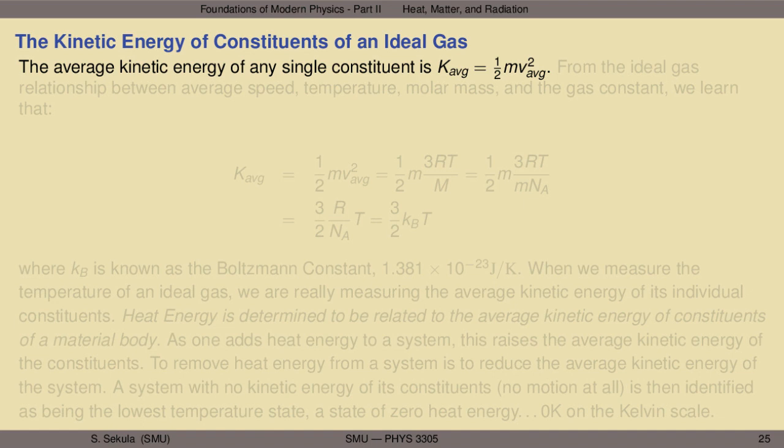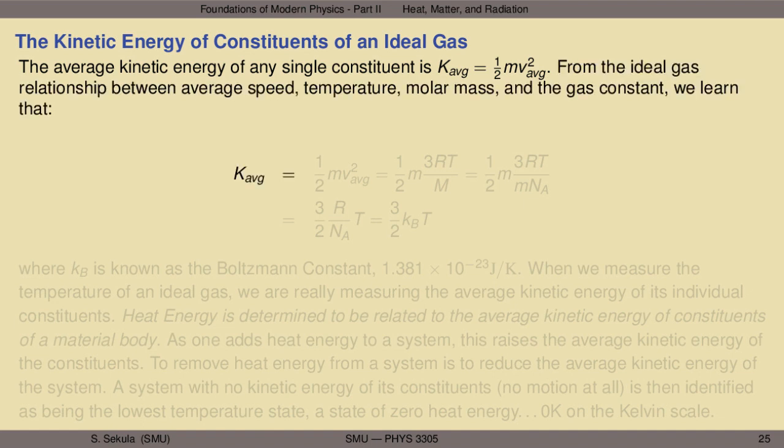We can take one final step, and instead of looking at just the speed, or average speed, of an individual gas molecule, we can consider the average kinetic energy of any single constituent of the gas system. Well, that's just going to be equal to 1/2 times the mass of a constituent times its average speed squared. That's the definition of the kinetic energy of a typical molecule in the gas. Now, from the ideal gas relationship between average speed, temperature, molar mass, and the gas constant, we learn the following: that the average kinetic energy of a single constituent in the gas, which is given by 1/2 m v average squared, can instead be related to the macroscopic properties of the gas: 1/2 times m times the quantity 3RT divided by the molar mass.